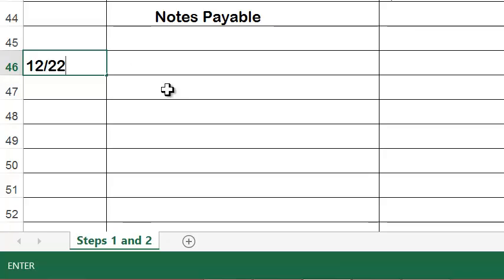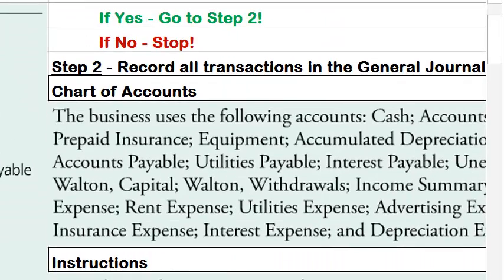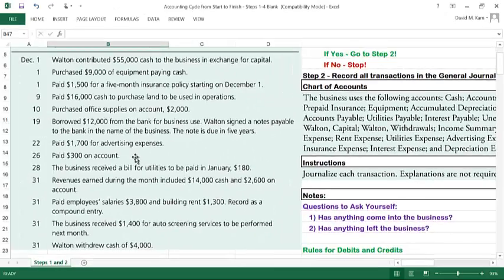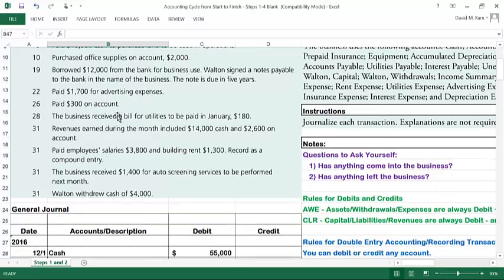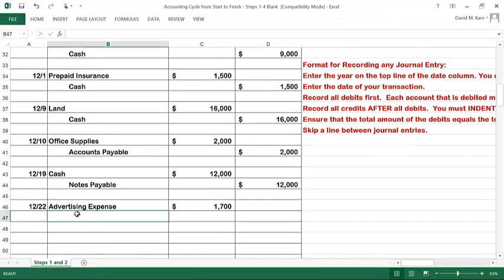That is the 22nd. We paid $1,700 for advertising expenses, so we paid them, so we know cash is leaving the business. And obviously we will have numerous expenses in this case. Anytime you have an expense that you have to record, expenses are part of assets, withdrawals, and expenses, which have debit balances. So we would have to debit advertising expense. And in this case, we had a $1,700 advertising expense bill, and we paid that, so we're going to credit cash. Basically, we paid off a bill, an invoice we received from someone else. We had advertising expense, expenses going up, and cash is exiting the business.